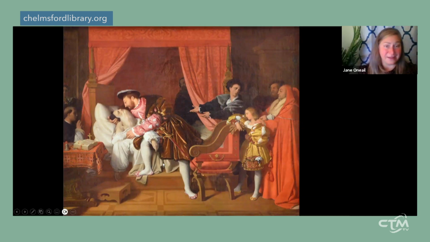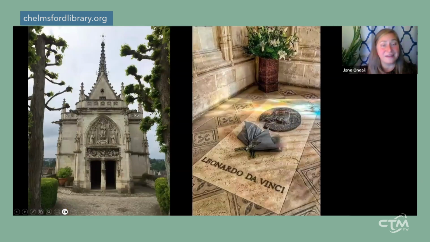If you're dying to see his final resting place, well, it's actually in France, along with the Mona Lisa. This is the small church where supposedly his remains are. We don't quite know for sure because I guess the graveyard where he was buried was disturbed during the French Revolution. So this is in Amboise, France.